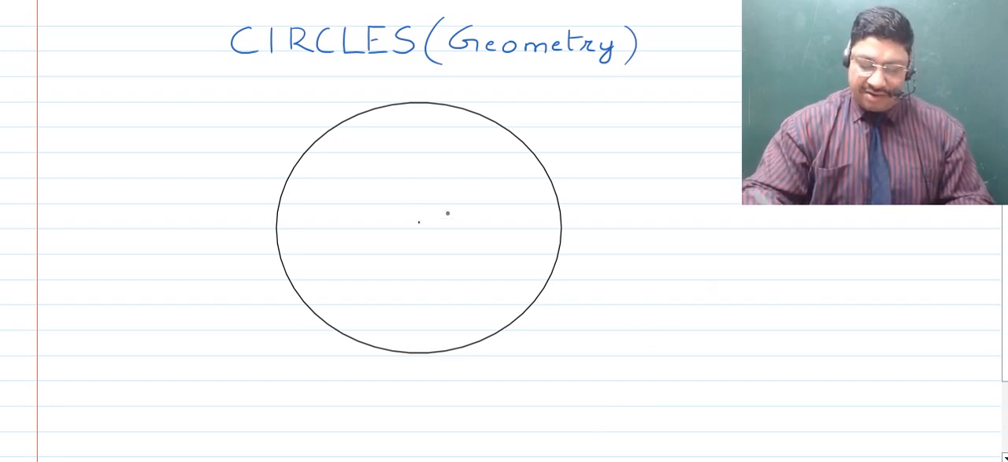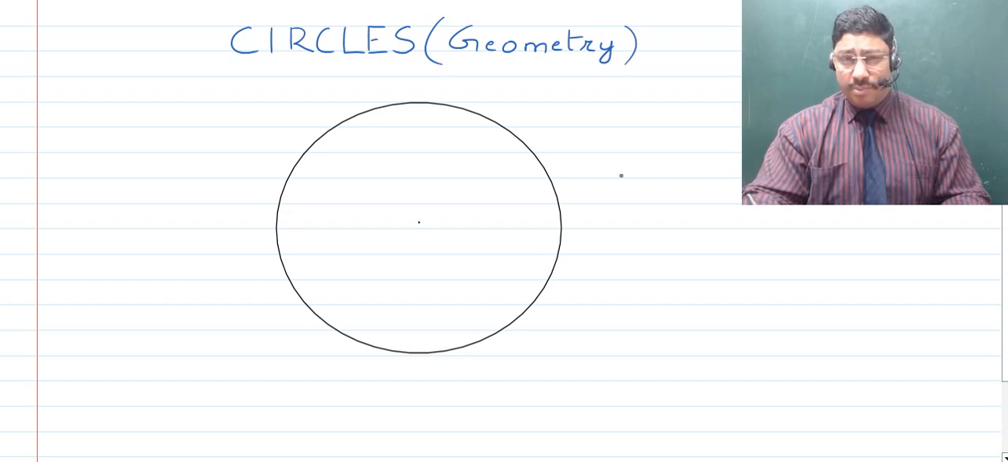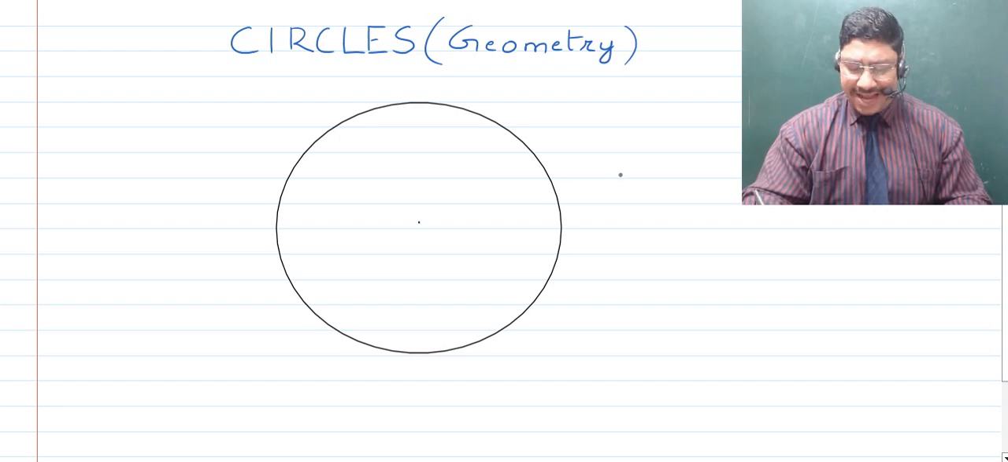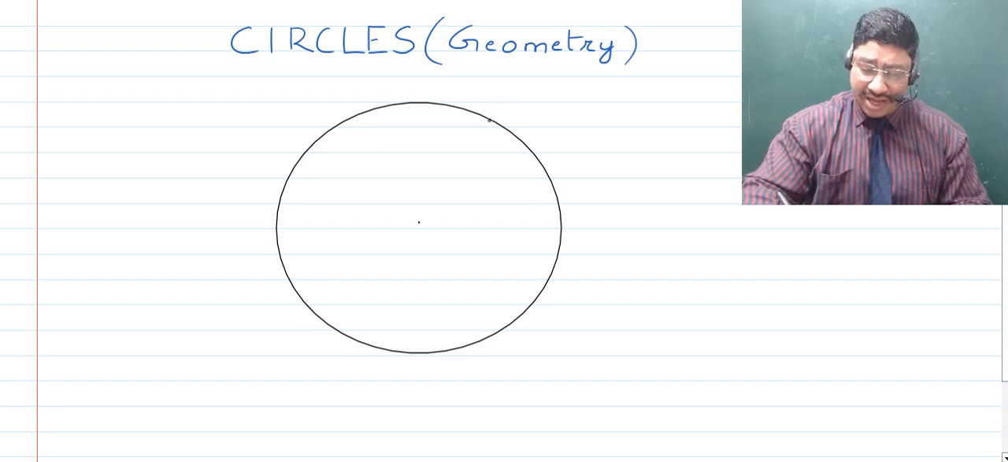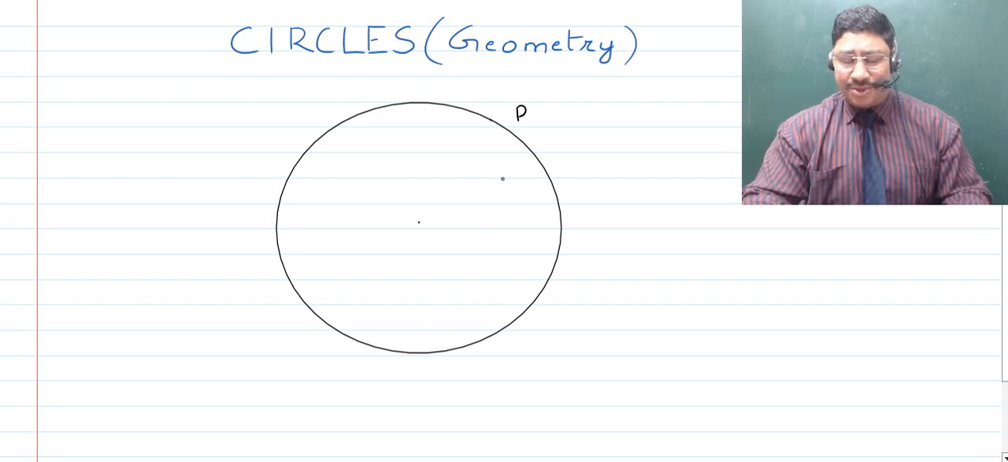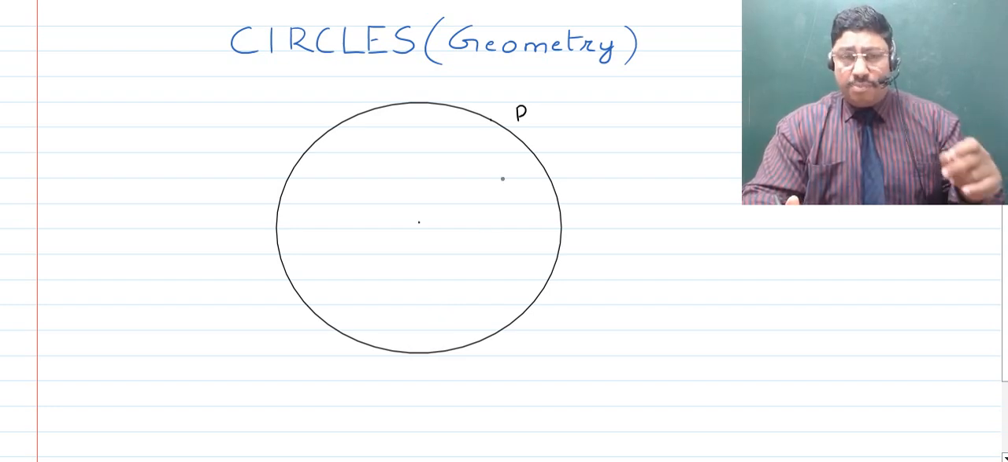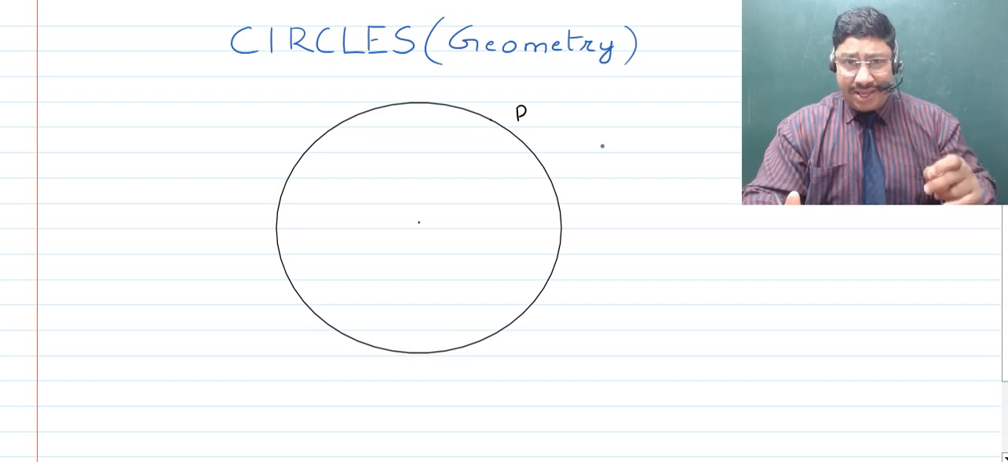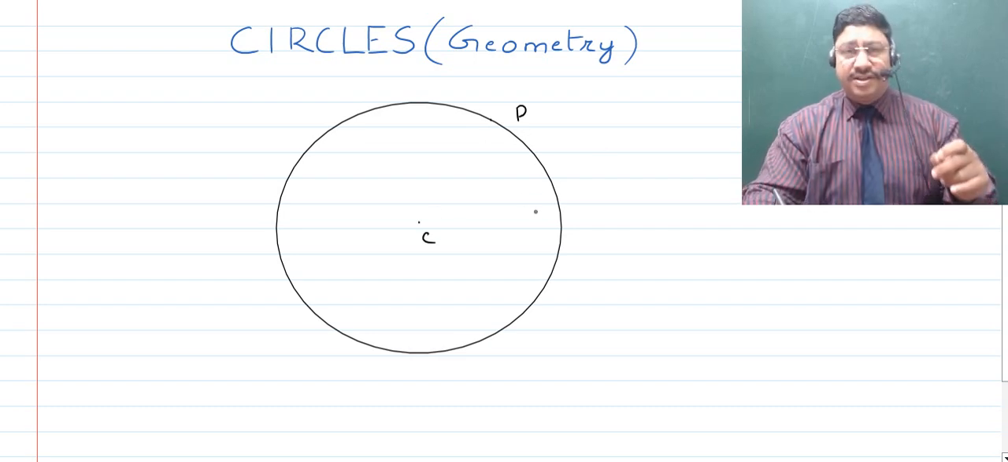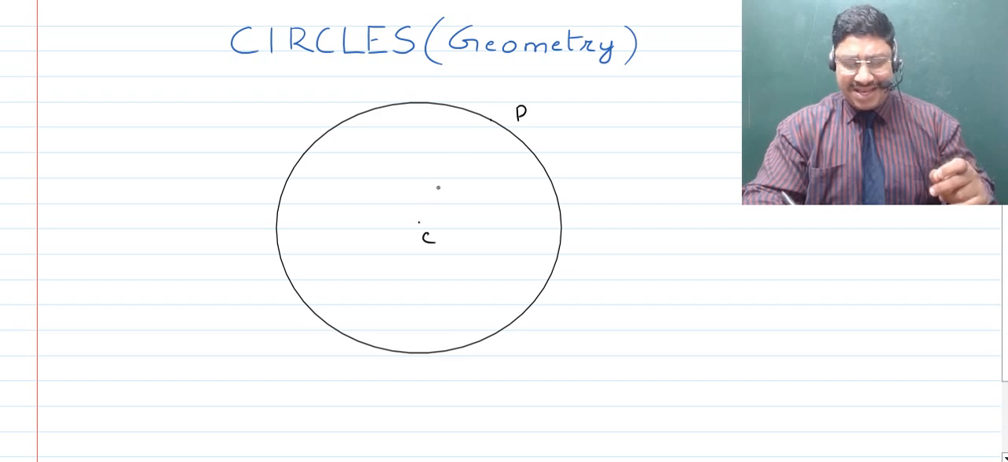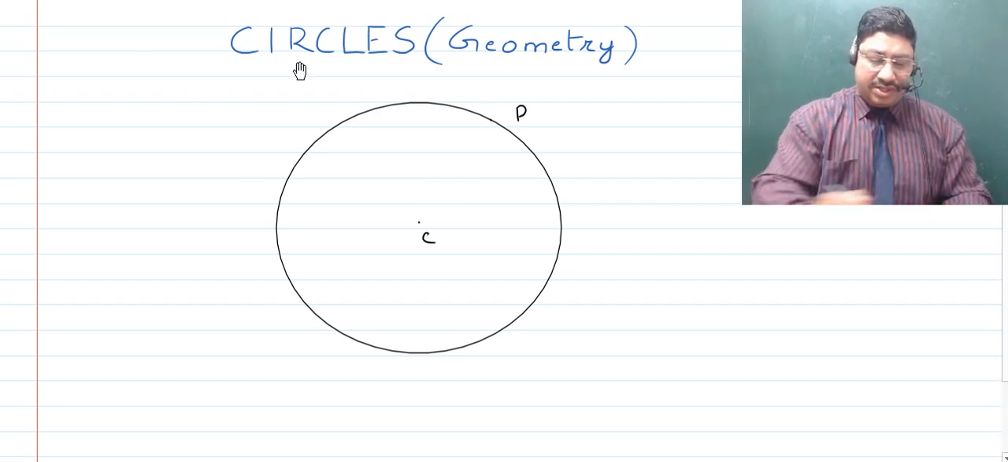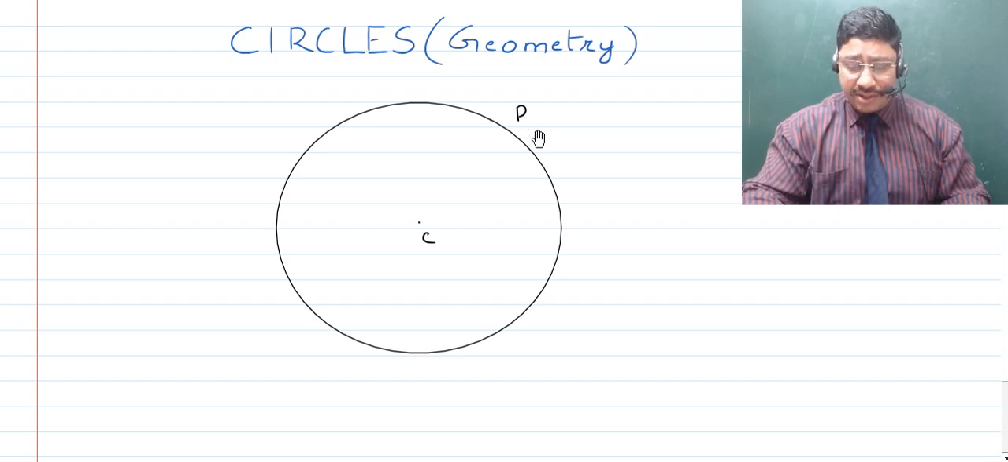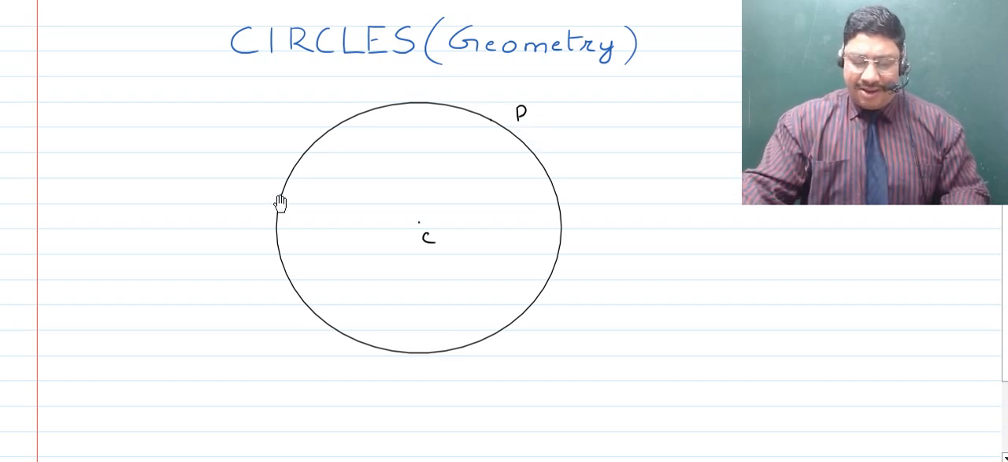If we have a fixed point and there is another movable point, and the movable point moves in such a way that its distance from the fixed point is always fixed, then the path traced out by the movable point, say P, is said to be a circle. I'll quickly repeat. If there is a movable point which is moving in such a way that its distance from another fixed point is always fixed, then the path traced out by this movable point will be a circle. Okay, now let's come to certain theorems.